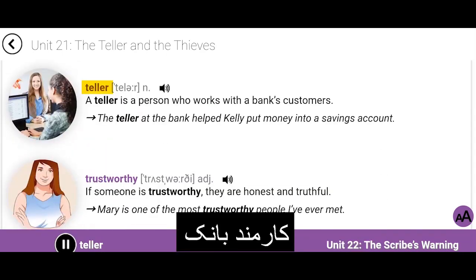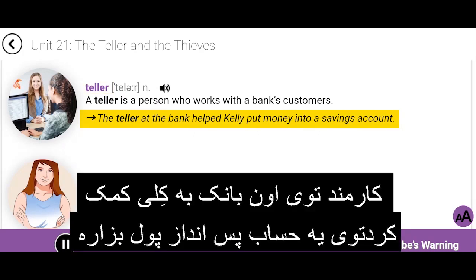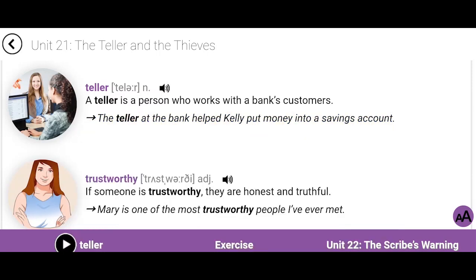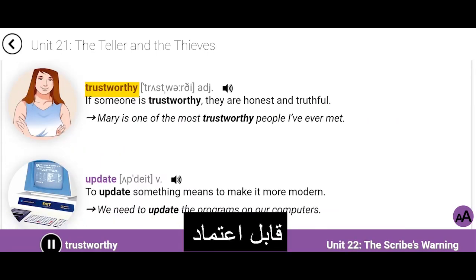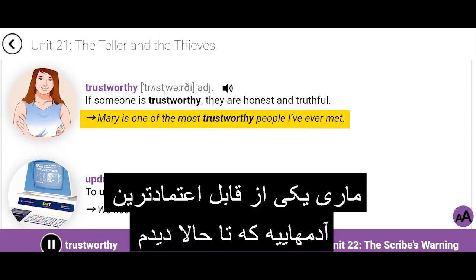Teller. A teller is a person who works with a bank's customers. The teller at the bank helped Kelly put money into a savings account. Trustworthy. If someone is trustworthy, they are honest and truthful. Mary is one of the most trustworthy people I've ever met.